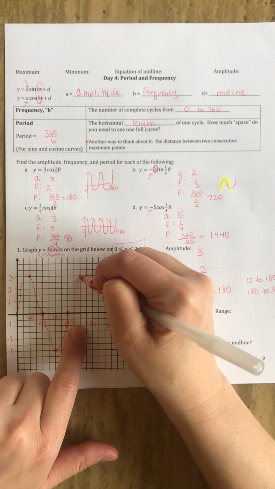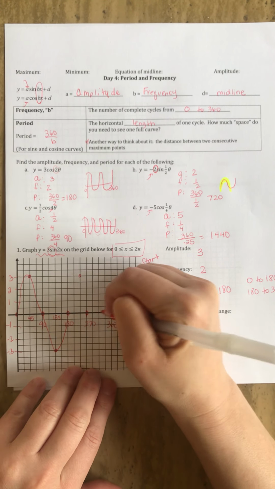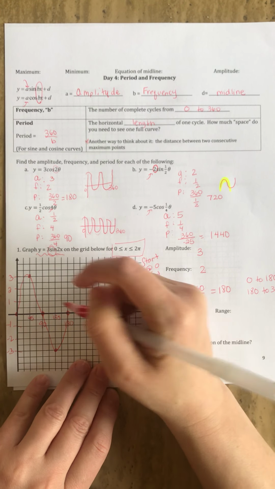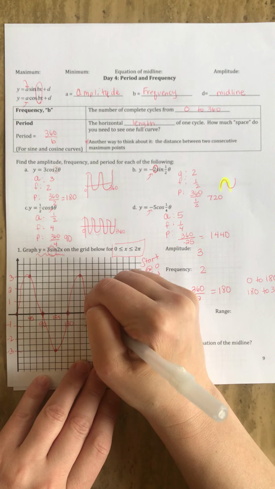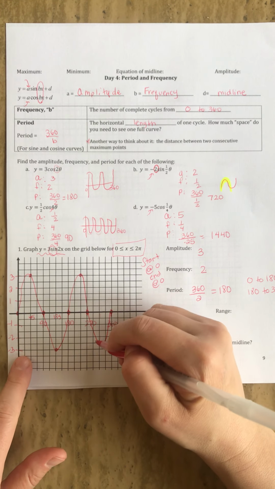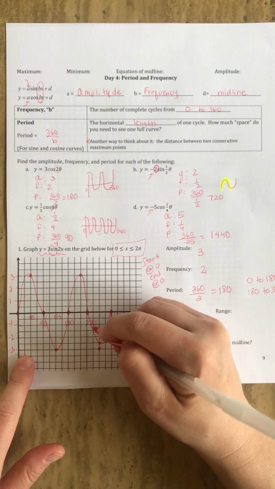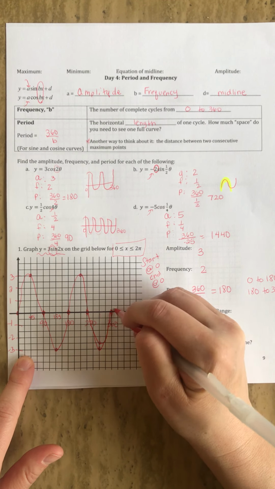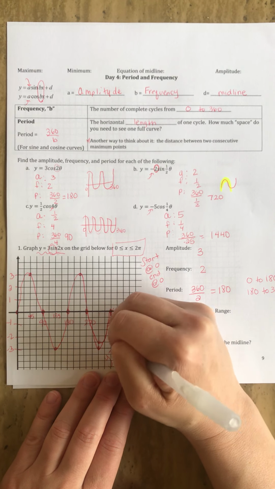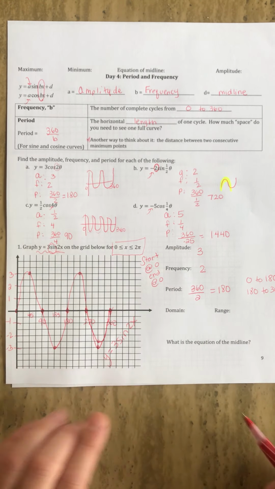We're going to go up to 3, back down to 0, halfway to -3, back to 0. And that's your other cycle. Oh, did I go down to -3? Whoops. And then we can label y is equal to 3 sine 2x.